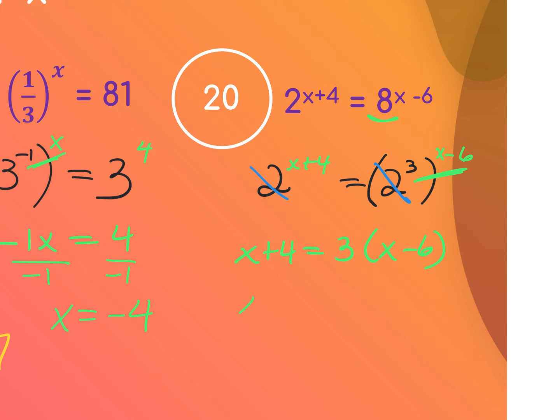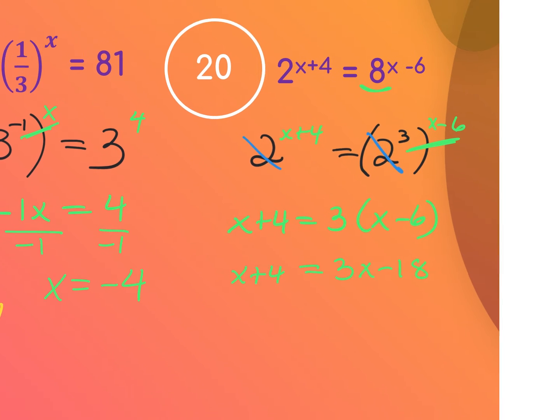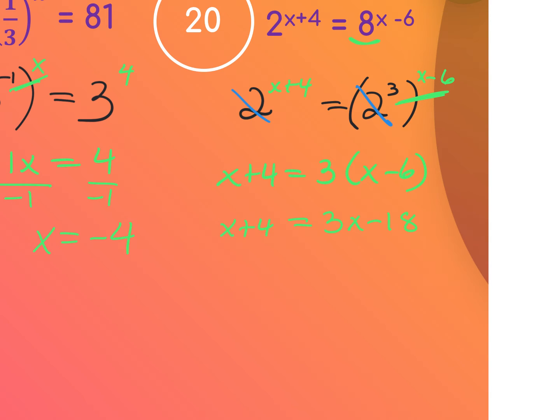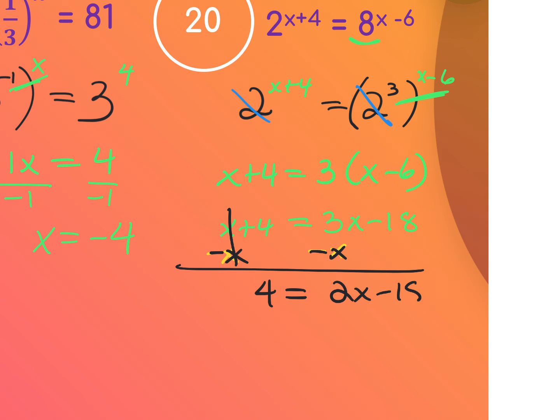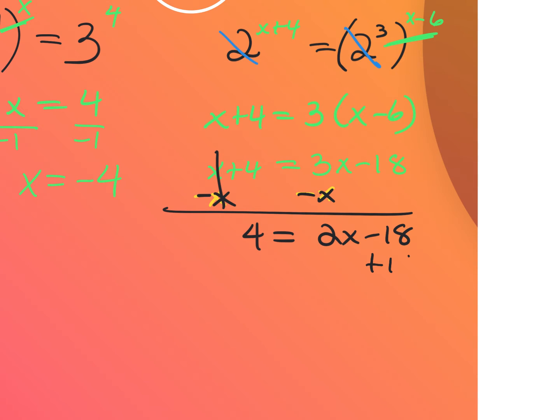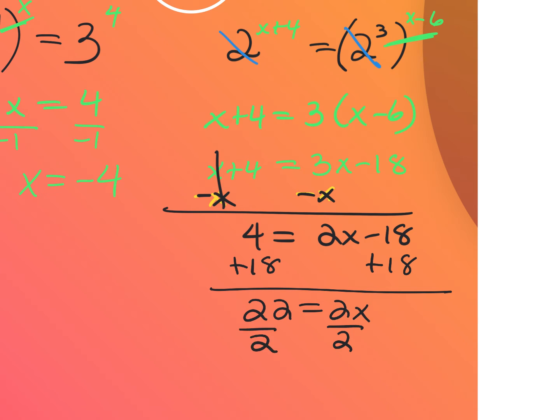I'm going to distribute. Becomes 3x minus 18. I need to get my x's together and get my constants together. Doesn't matter which way you move it. So I could move the x to the other side. Let me do this in a darker color. It's canceled from here. I get 4 equals 2x minus 18. Add 18. 22 equals 2x. Divide by 2. And x equals 11.